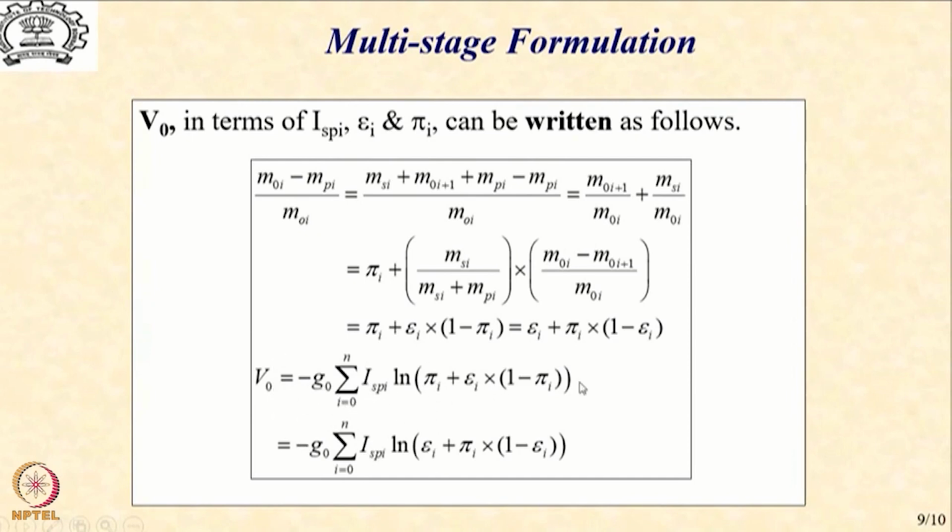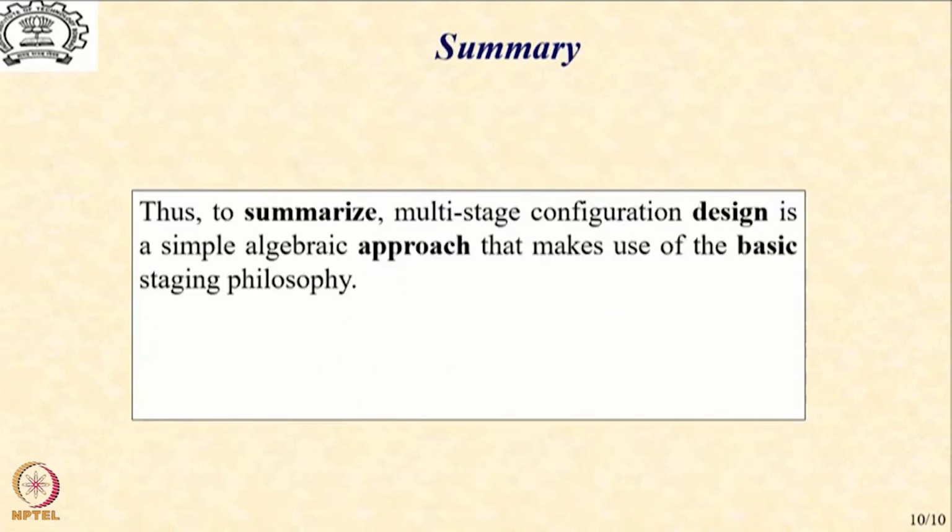in terms of the non-dimensional parameters pi i and epsilon i, and the dimensional value g naught Isp. G naught into Isp is nothing but the velocity units. So to summarize, the multi-stage configuration design essentially is a simple algebraic methodology that makes use of the basic staging philosophy that we have discussed.